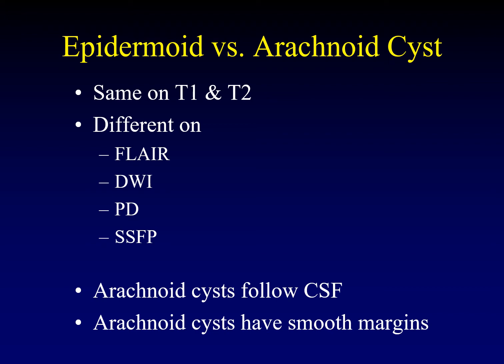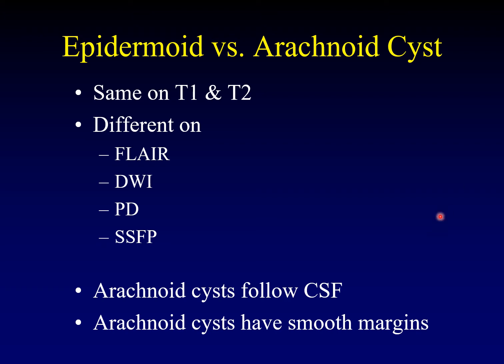An epidermoid does not suppress on FLAIR. On DWI, epidermoids restrict diffusion, and you can see differences on proton density and on steady state free precession sequences, which most people call CISS or FIESTA, to differentiate epidermoid tumors from arachnoid cysts.